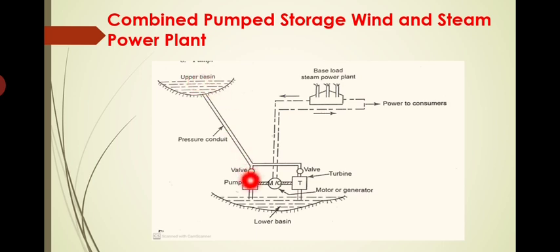So the pump will be operating with the help of the power produced from the wind turbines. The wind turbine produces the electricity, and that electricity is utilized to run the pump. So during the off time, the water pump is operated by the wind turbine to pump the water into the upper basin. So water will be stored here during the off peak time. We call it peak time and off peak time.